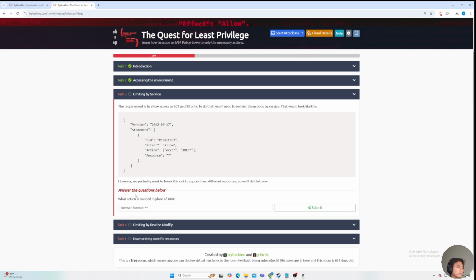However, we probably want to break this out to support two different resources. So we'll do that now. What action is needed in place of XXX? So we have allow access to EC2 and S3. This one only mentioned EC2, so this one has to be S3.